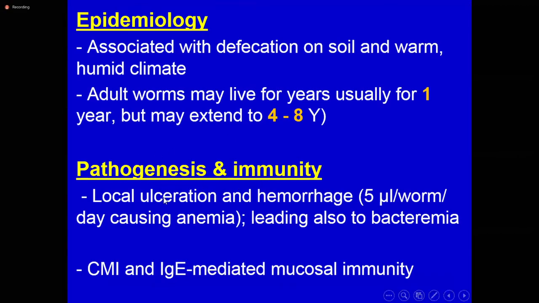Pathology, pathogenesis, immunity: they can cause local ulceration and hemorrhage, that is to say, in the colon. The patient will lose blood and become anemic. Because there is ulceration, secondary bacterial infection can occur in the ulcer, and some of the bacteria can escape to the blood and cause bacteremia. Cell-mediated immunity is important. IgE is important. As you know, IgE is always high in parasitic infection. Remember, IgE is increased in parasitic infections, and worms are parasites.